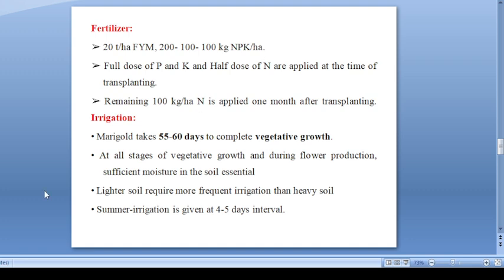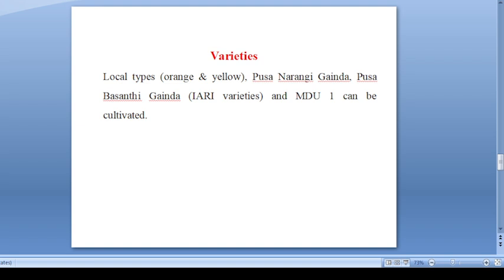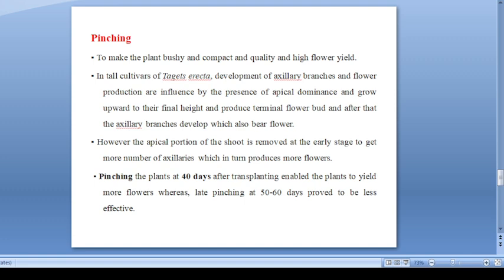Based on the soil moisture, if it is summer, at 4 to 5 days interval we have to provide irrigation. If it is winter, we can extend the irrigation, like once in 10 days, based on the temperature and also soil. These are some of the recent Pusa Narangi Genda and Basanti Genda IARI varieties. MDU, it is a mutant variety from TNAU. So Narangi Genda and Basanti Genda are from African marigold, that you should know.